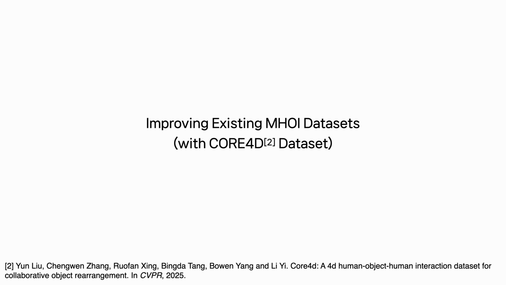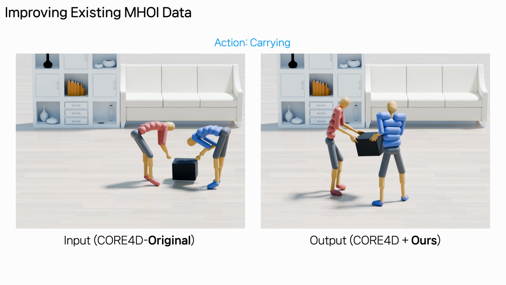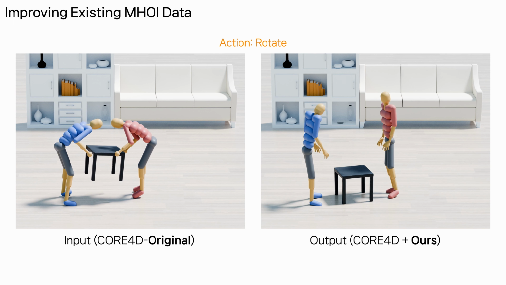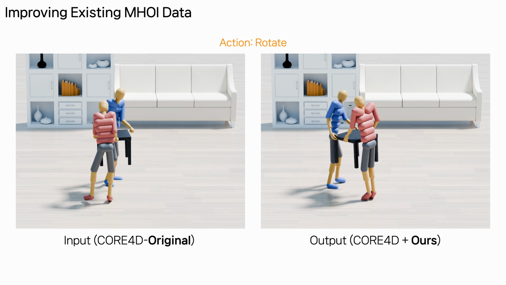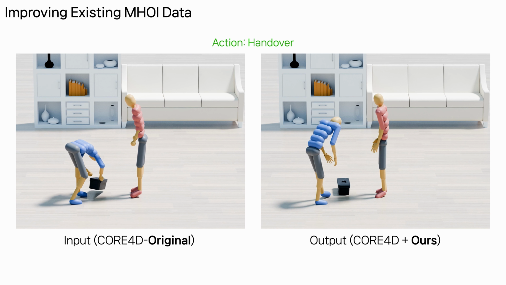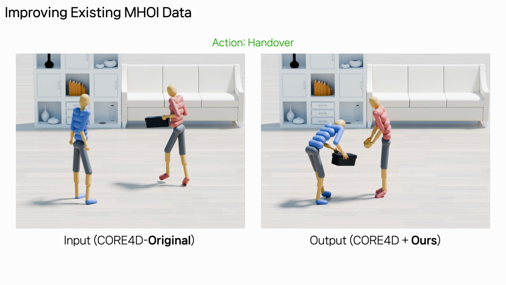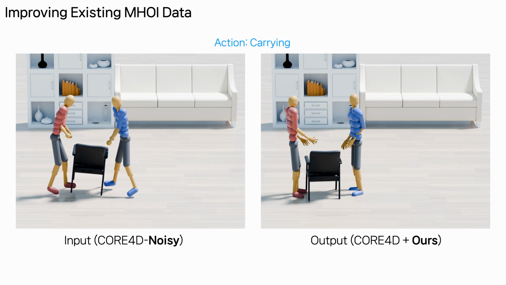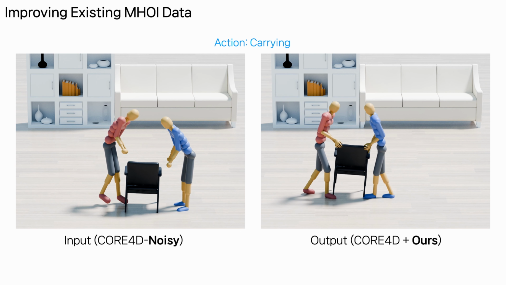Second, we test with existing multi-person HOI data from the Core 4D dataset. When the input motion is further degraded with additional synthetic noise, our method can still produce plausible and natural-looking motions.